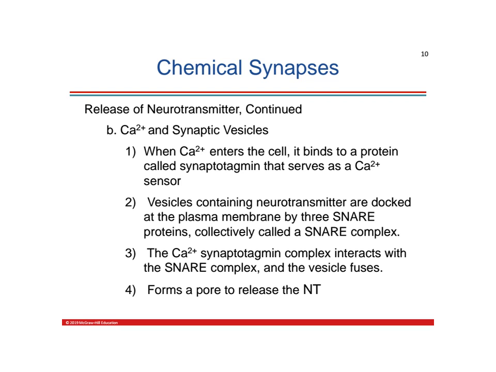This slide is just a recap of what I just talked about. In order for a transmitter to release, you have interaction between an influx of calcium and these synaptic vesicles that are docked and ready to be released. When calcium enters the cell, it binds to a protein called synaptotagmin, and that serves as a calcium sensor. The vesicles containing neurotransmitter are docked in the plasma membrane. They're held there by three SNARE proteins, which are collectively called the SNARE complex. The calcium-synaptotagmin complex interacts with the SNARE complex, and the vesicle membrane fuses with the plasma membrane. This forms a pore, and then the neurotransmitter is released.